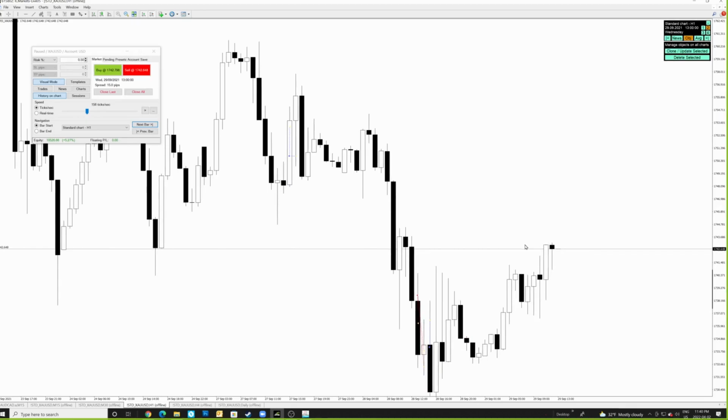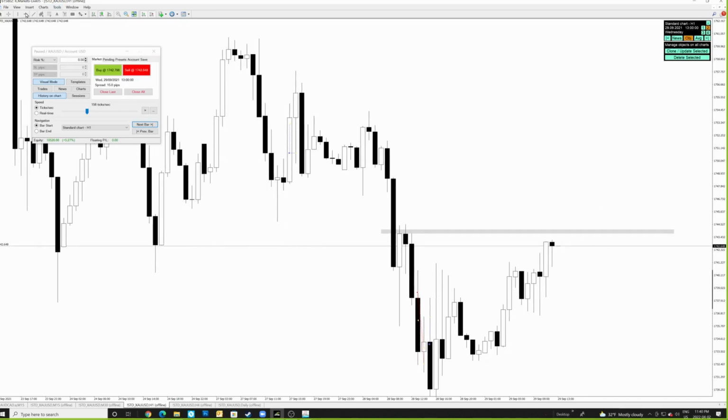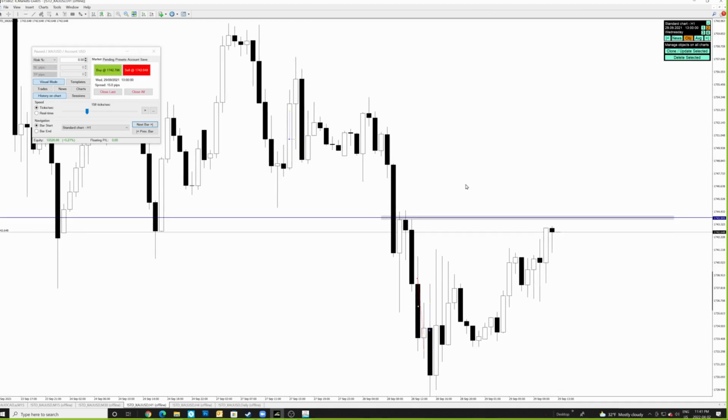Okay, looking at the 1-hour time frame, basically we have this resistance forming right here, right? If we can break above this resistance, we have clean candles to the left hand side. And this is a 68 pip range. And we can continue pushing up because we have clean candles to the left hand side.